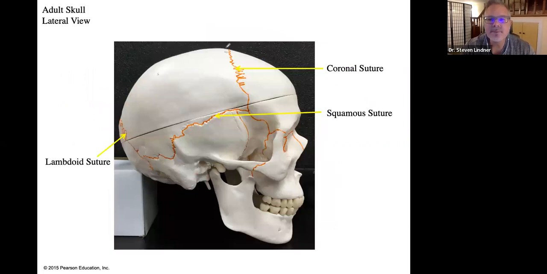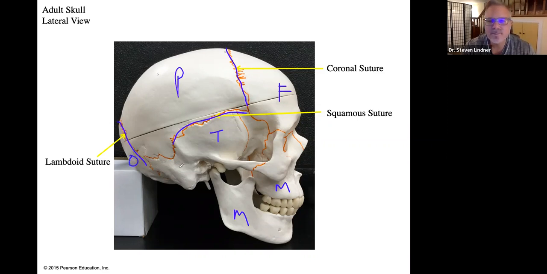From the side view, here's the coronal suture. Here's the squamous suture. Here's the lambdoidal suture. Parietal bone, frontal bone, temporal bone, mandible, maxilla, occiput.